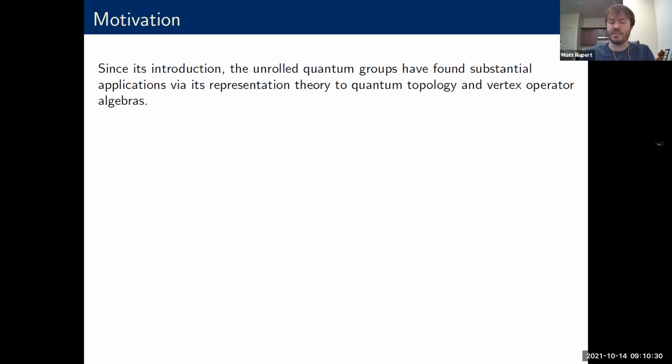Well, the unrolled quantum groups were initially introduced with some interest in quantum topology, so it's not too surprising that they find more substantial applications to quantum topology. And we'll see that they actually also have connections to vertex operator algebras through their representation theory and through the logarithmic Kazhdan-Lusztig correspondence.